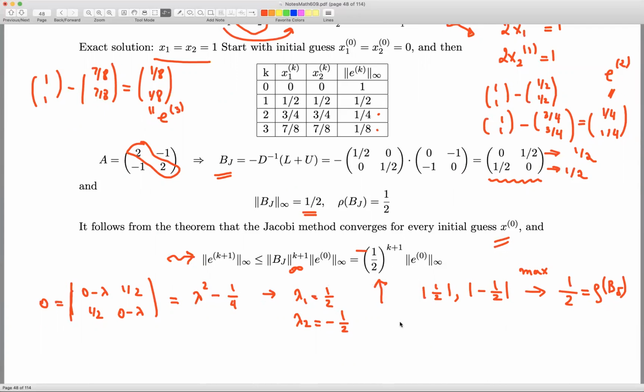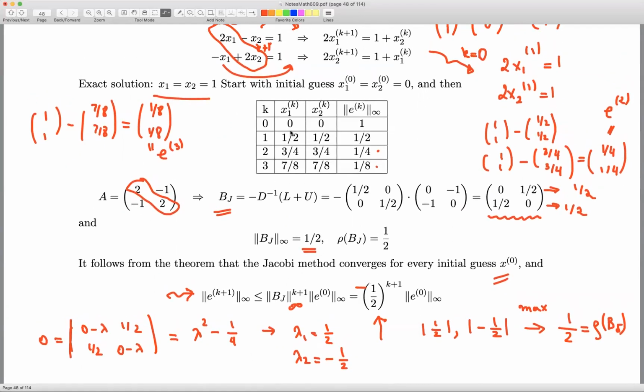And as you see here, as k goes to infinity, 1/2 to the power k plus 1 will go to 0, and therefore the infinity norm of the error will go to 0, and therefore you will see that each of those coordinates will converge. The first coordinate of the kth iteration, as k runs through 0, 1, 2, and so on, is 0, 1/2, 3/4, 7/8.